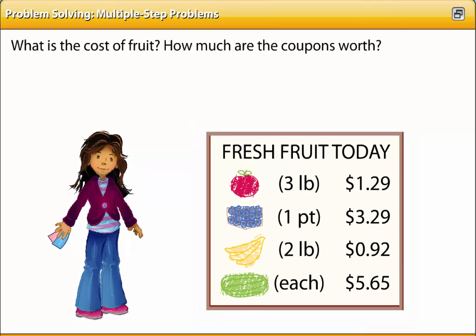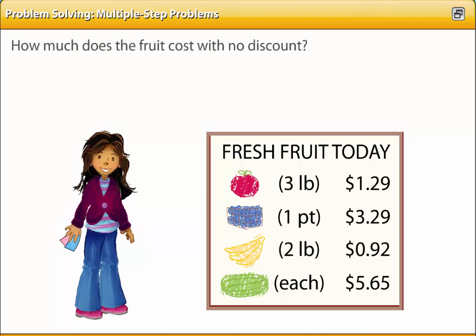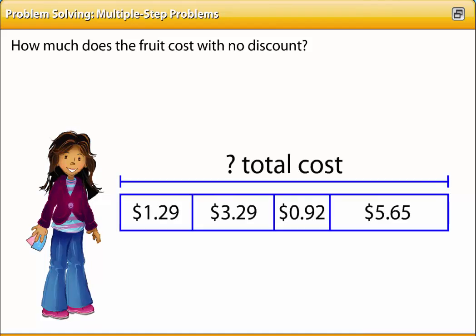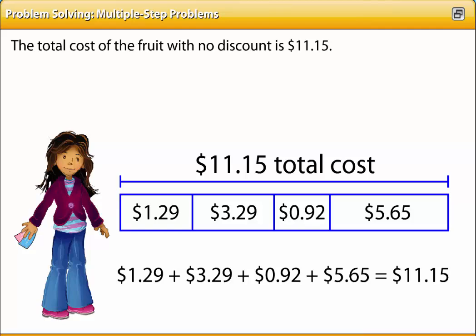What is the cost of fruit? How much are the coupons worth? How much does the fruit cost with no discount? The total cost of the fruit with no discount is $11.15.